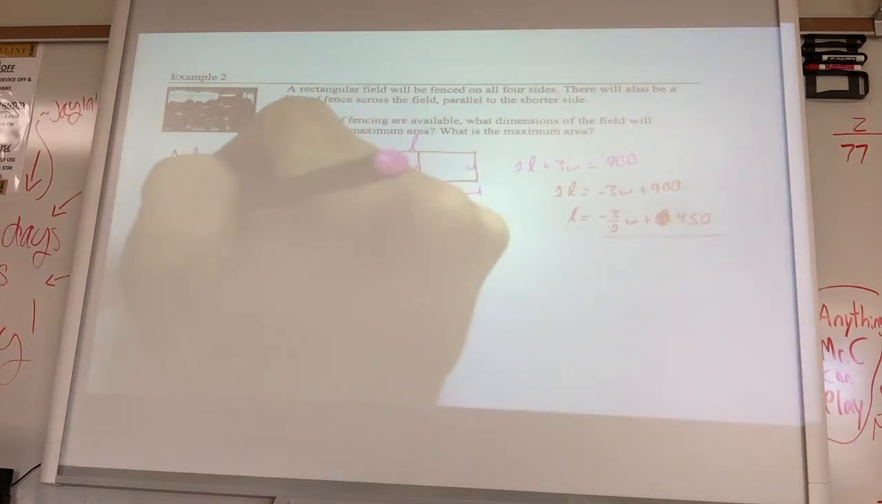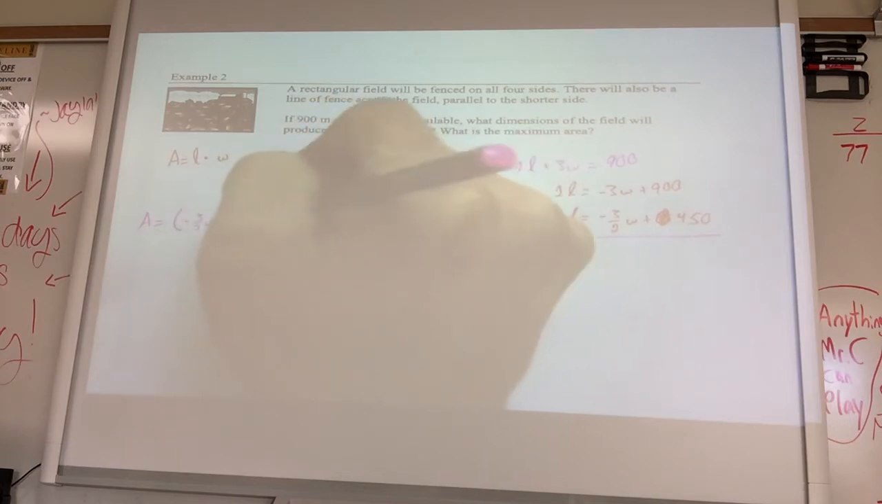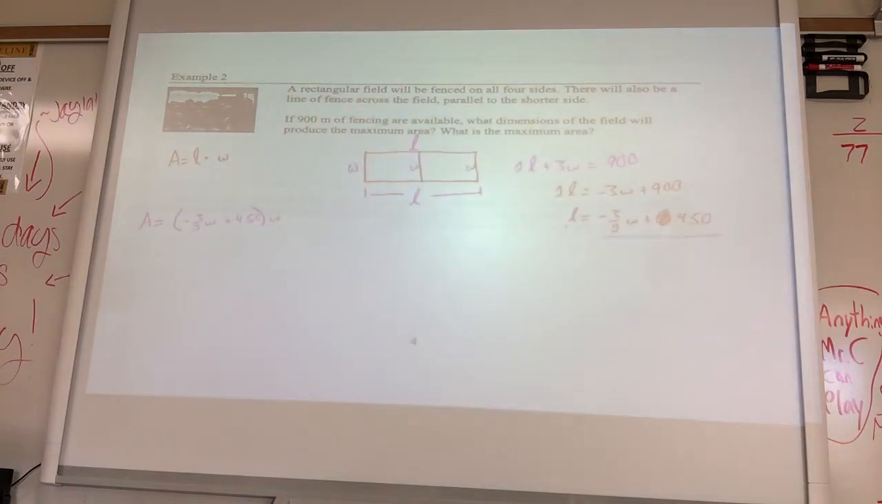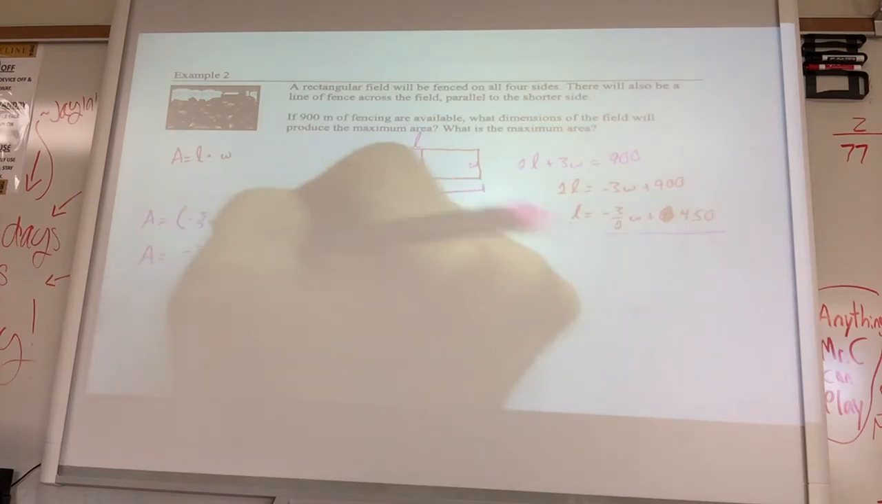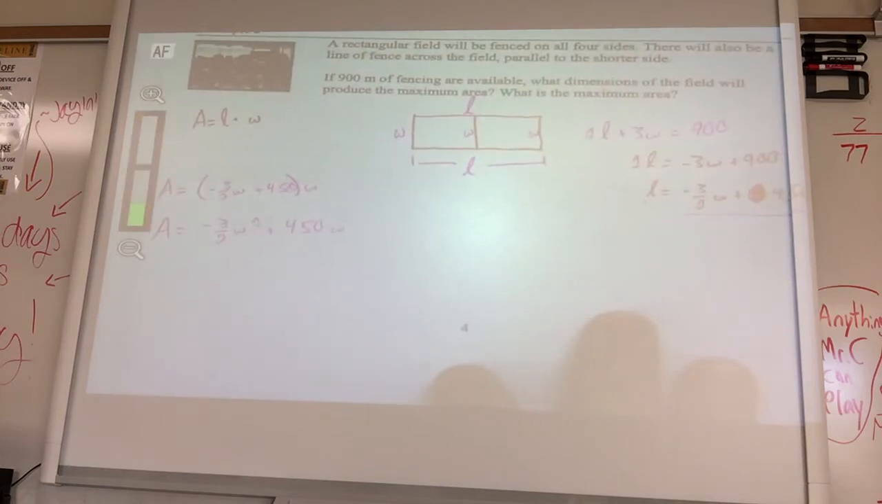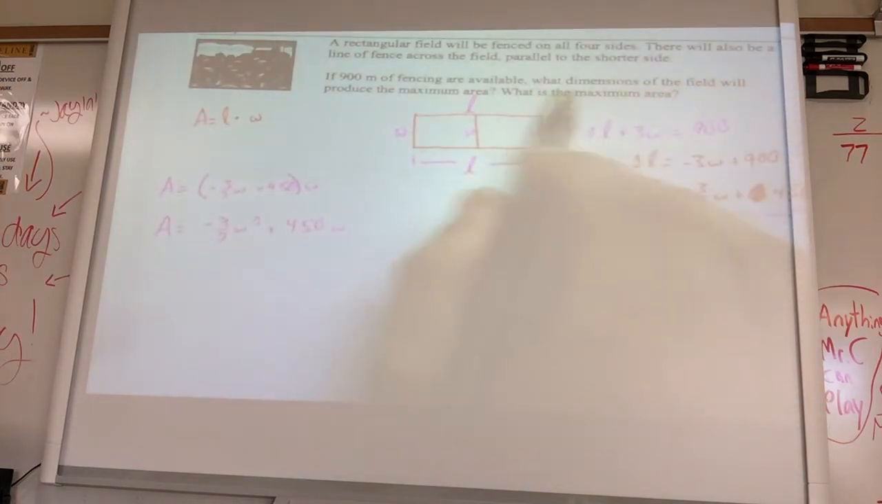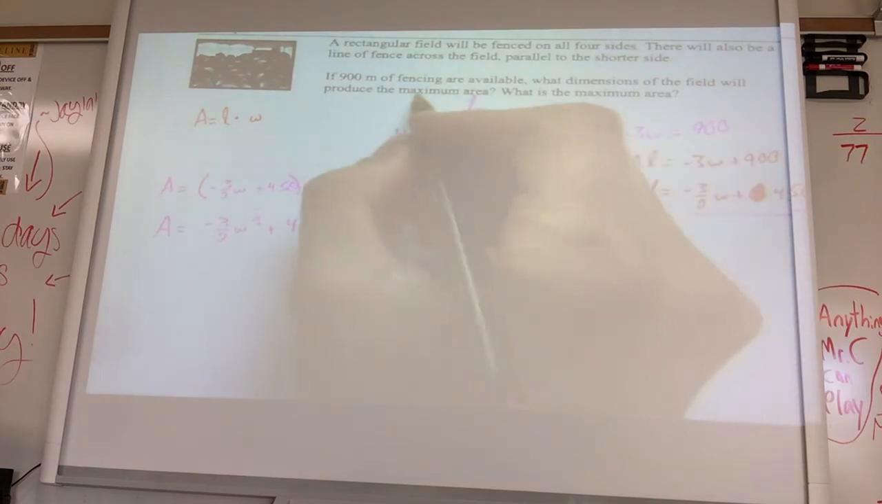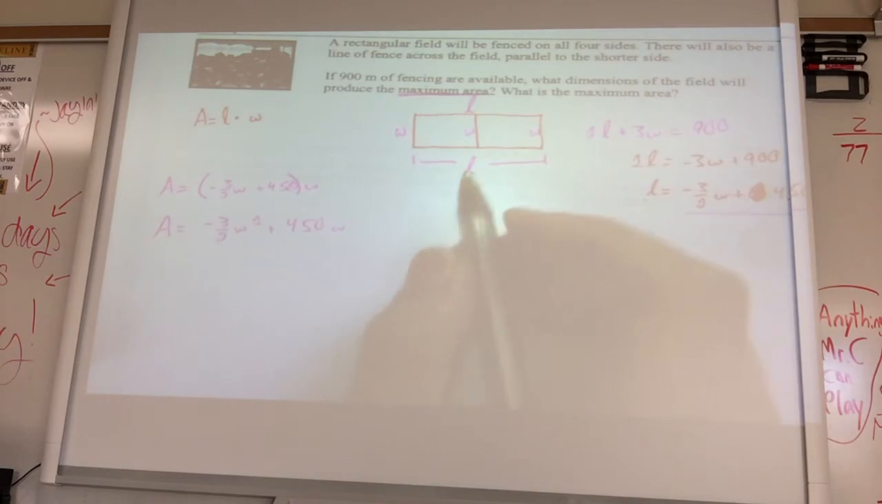So area equals -3/2 width plus 450, times width. Multiply it out. This is my area equation: area equals -3/2 width squared plus 450 width. The question asks what dimensions of the field will produce the maximum area, so I need to maximize the area equation first. What is the max area?